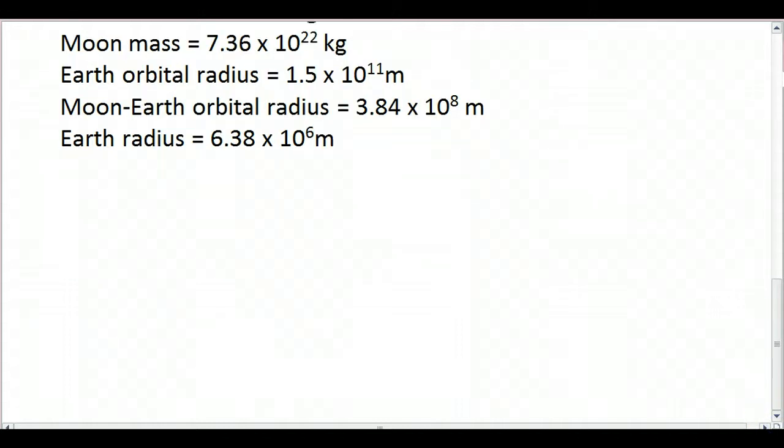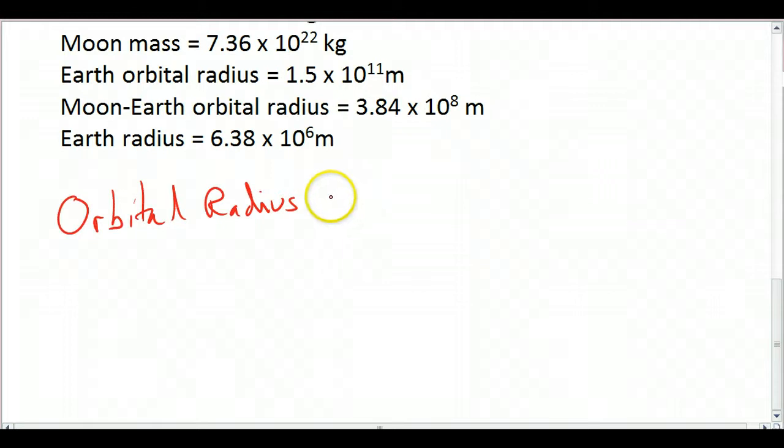So let me just give you an example about some key words we're going to use. The word orbital radius, which I've used in some of these examples above, equals the center to center distance.